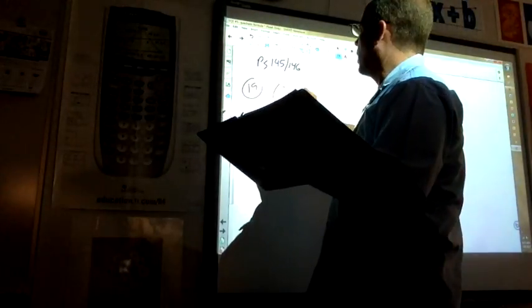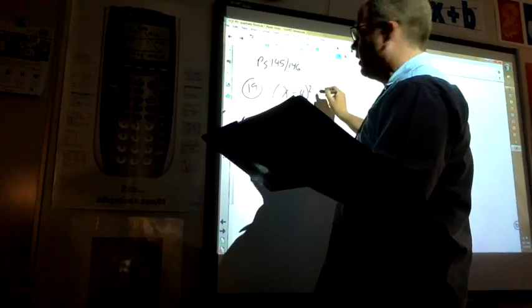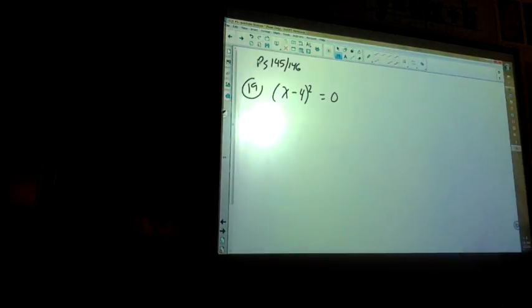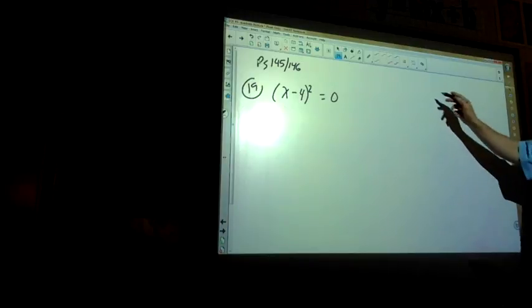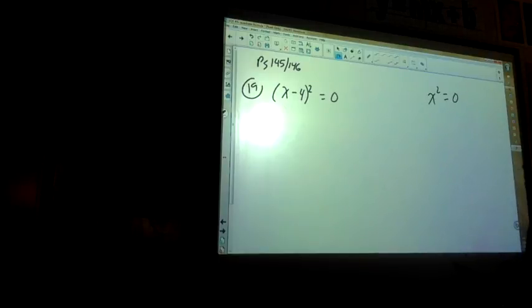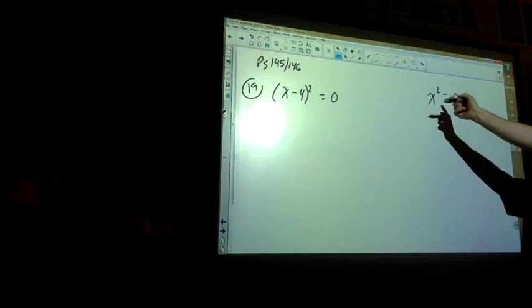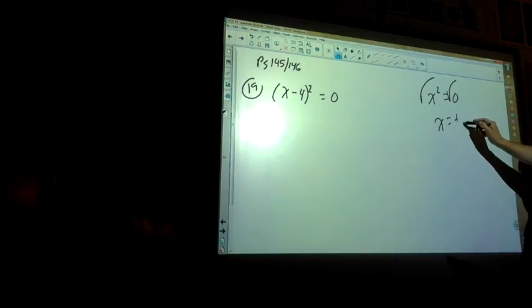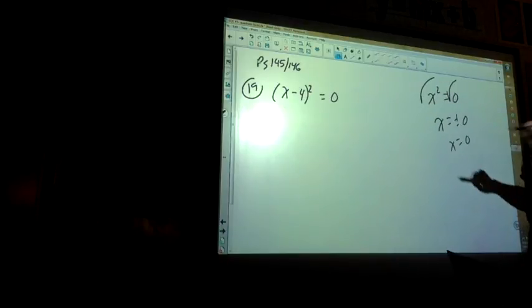We have a quantity squared equals 0. So how can I undo, if that was like this, how would I undo it? Take the square root, right? And that would give me x equals plus or minus 0, which is just 0, right?